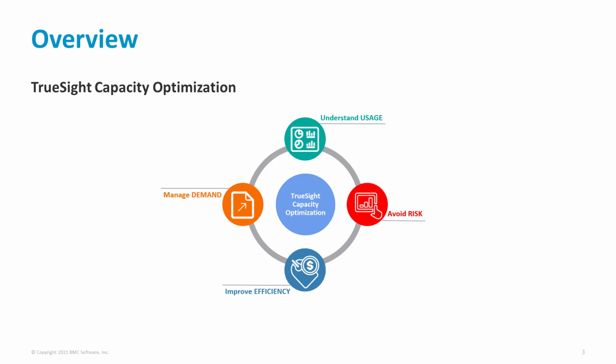TSCO helps you to analyze, forecast, and optimize IT capacity and performance across all IT resources and environments by understanding the usage of resources, showing the current utilization level of a server, avoiding risk by identifying upcoming saturation, improving efficiency by identifying underutilized or overallocated resources, and managing demand to satisfy new workload requirements.